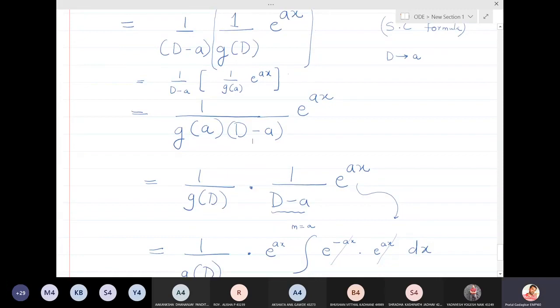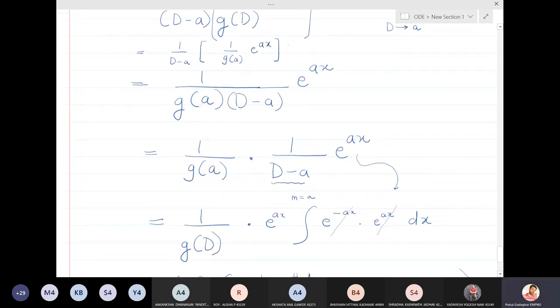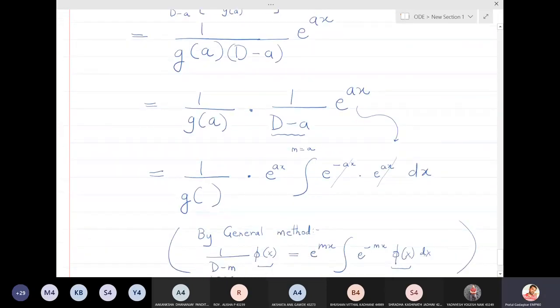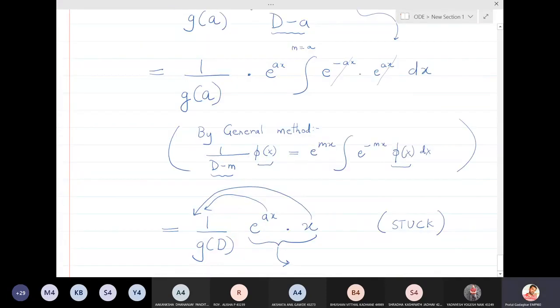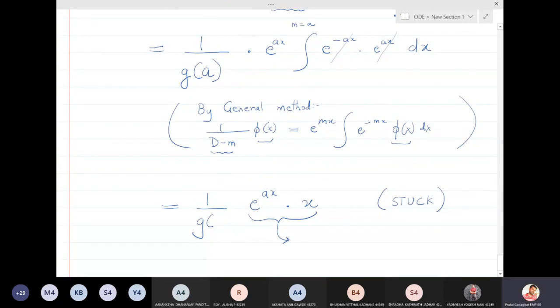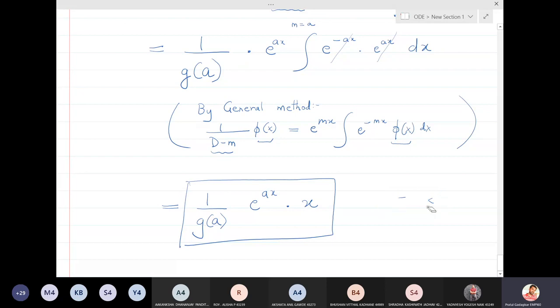Now this g(D) has become what? It has become g(a), just a constant. This is as it is. This 1 upon g(D) has become g(a), again the same, just a constant. So this is the formula for the case if f of a is equal to 0.